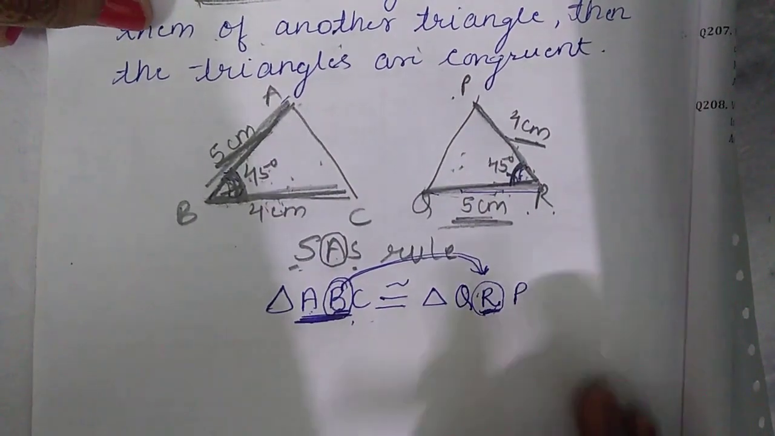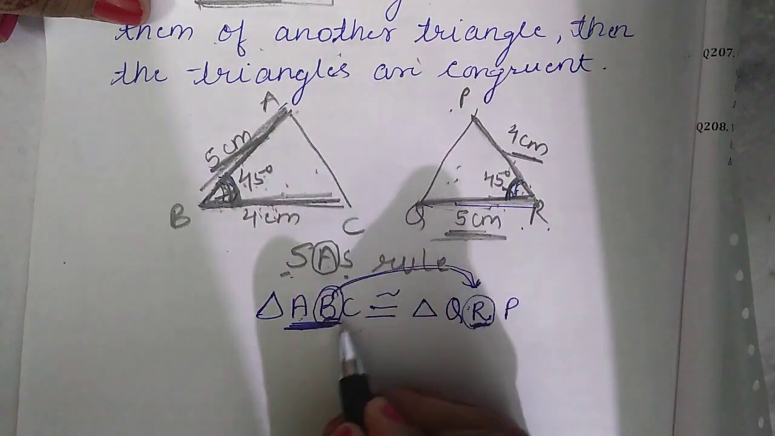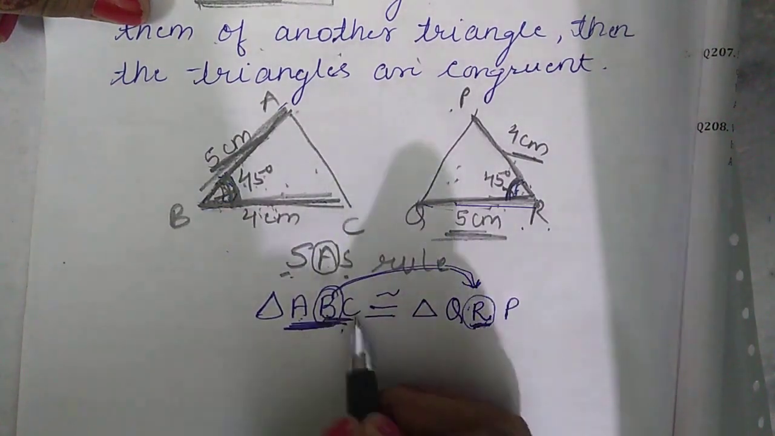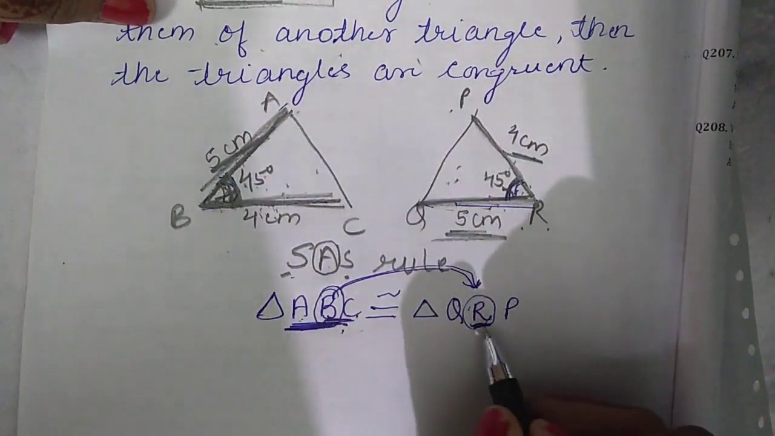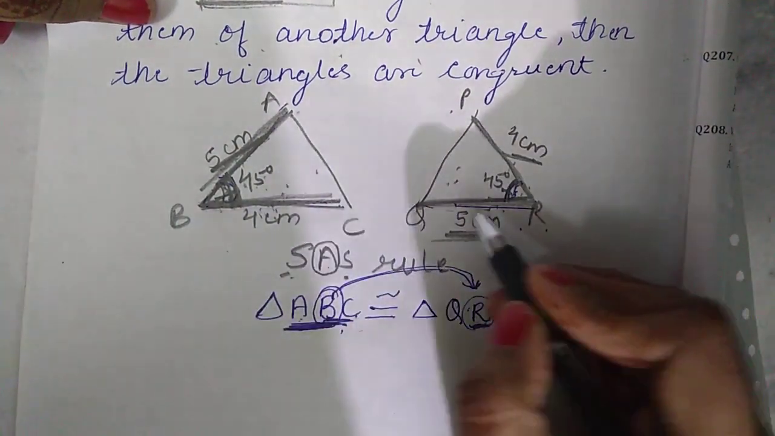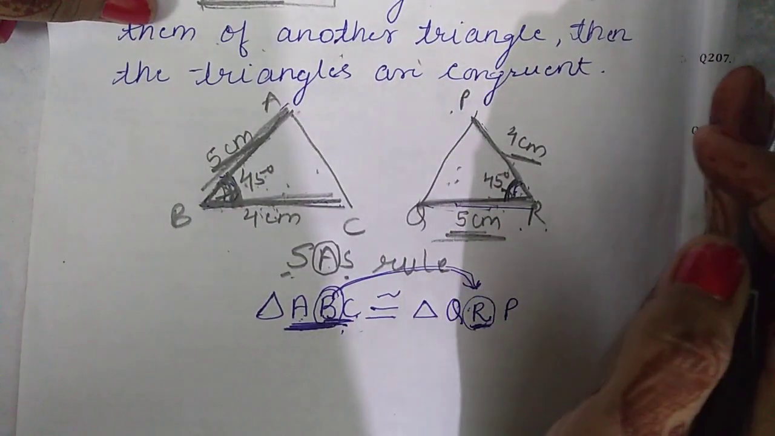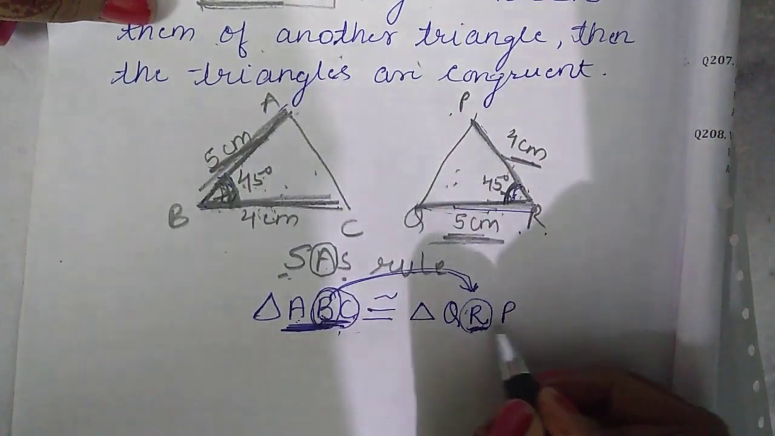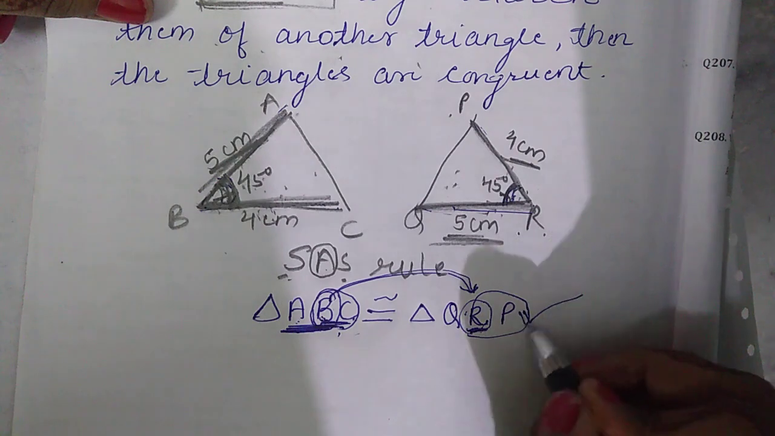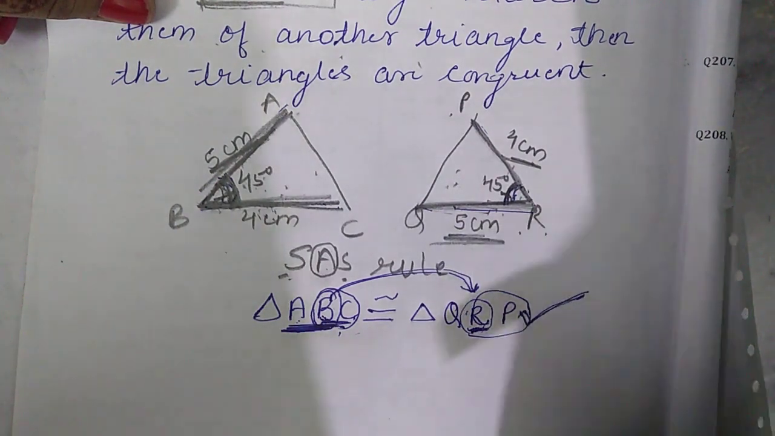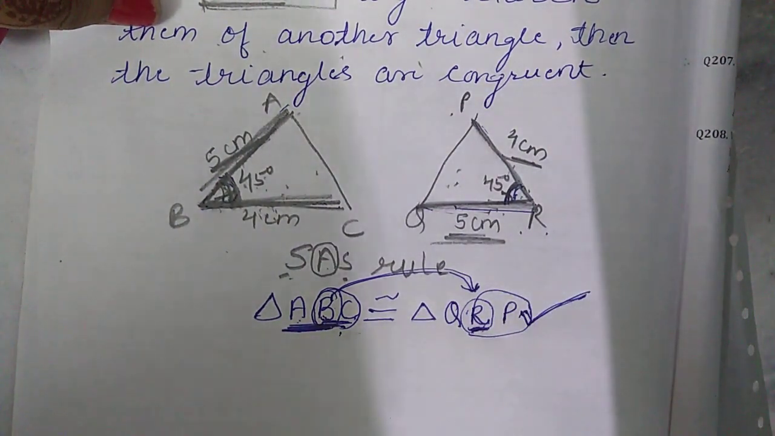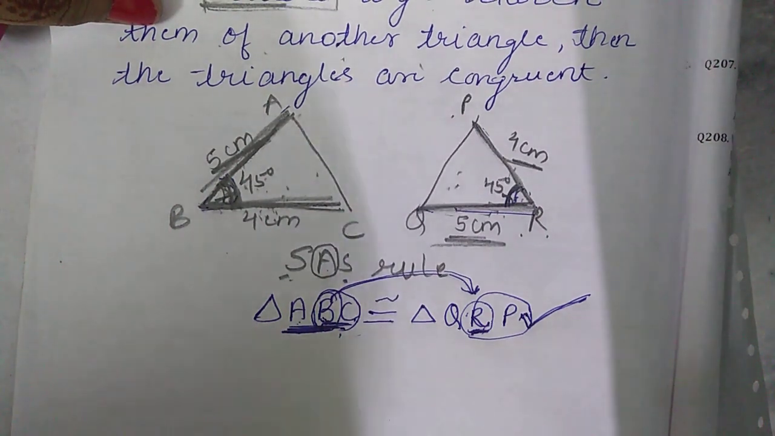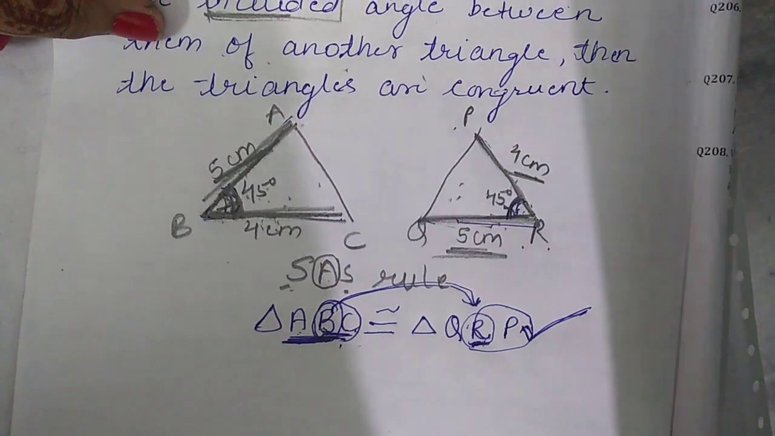You can check it. BC is 4 centimeter, so BC is at second and third. I will check the second one also. BC is equal to PR, or you can say RP. So corresponding to BC, that is on second and third, we have RP. It means this symbolic form is correct. Whenever angles are given, you have to fix that. So this is your SAS congruence rule.